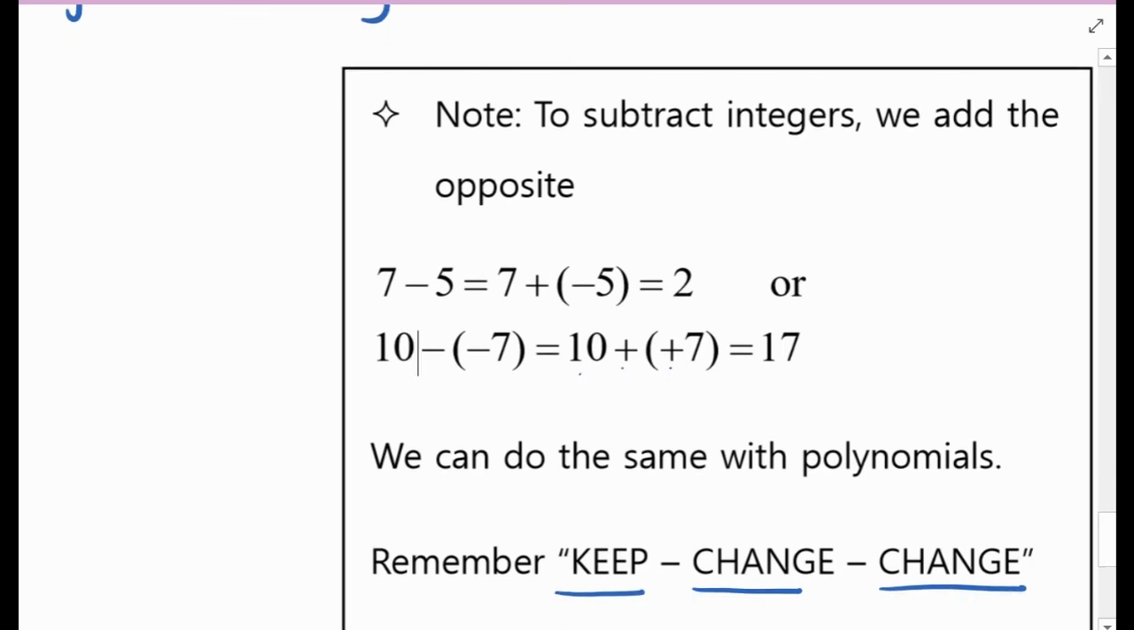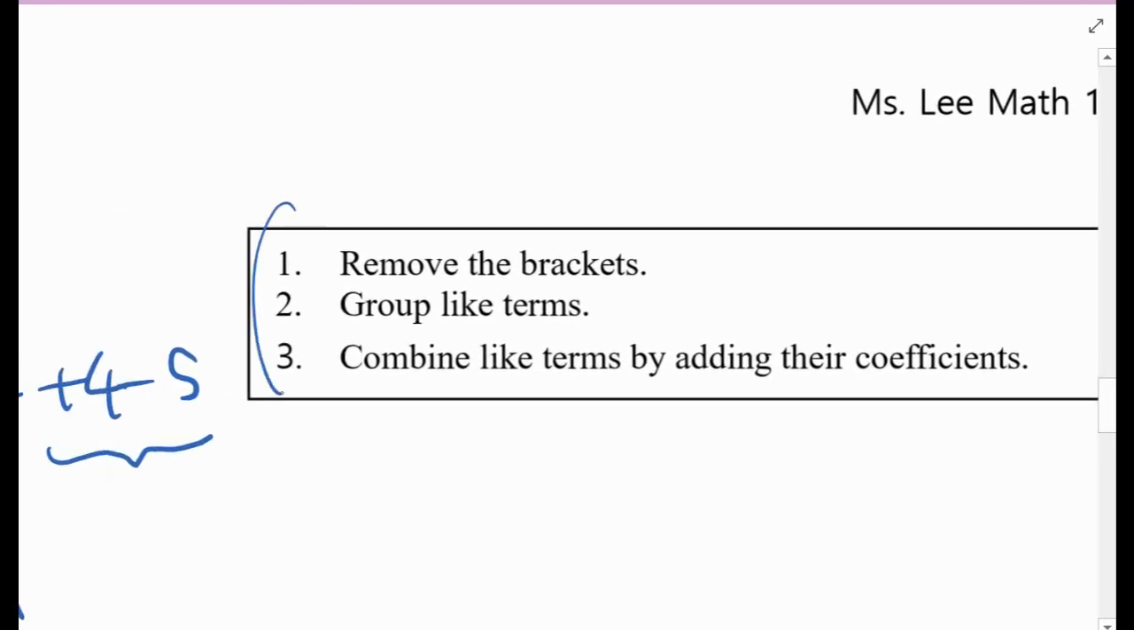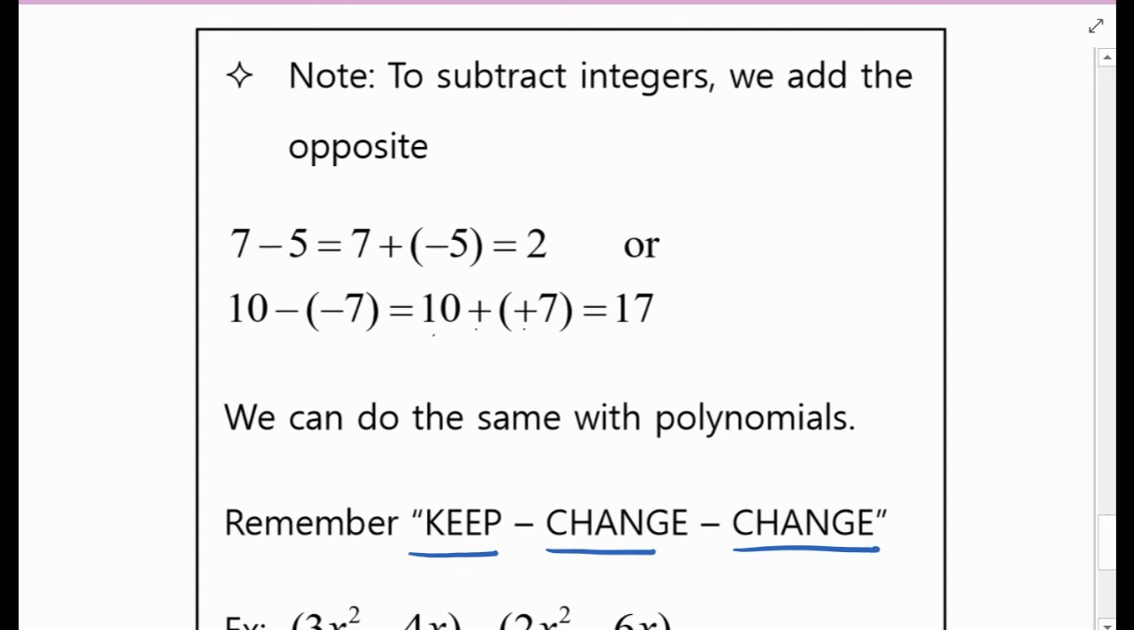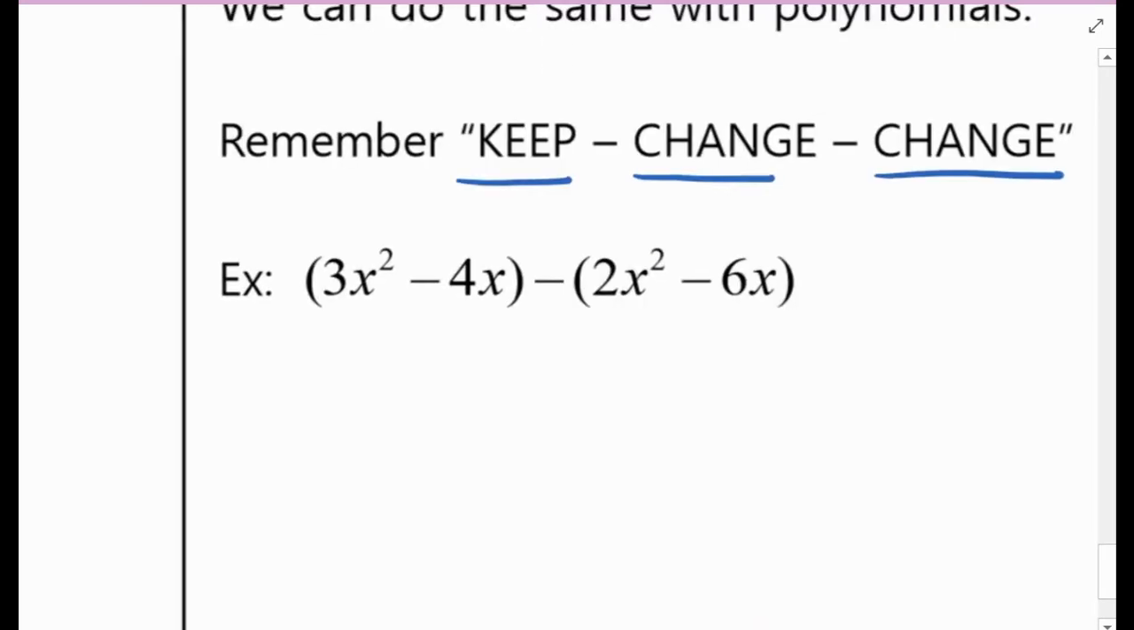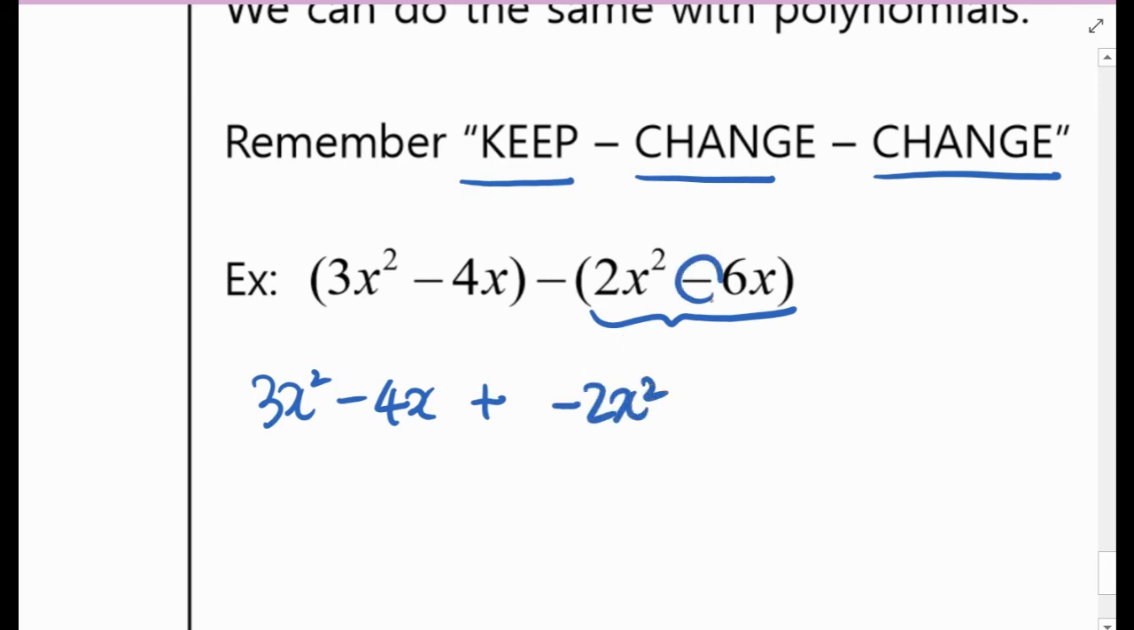You don't use the keep, change method for addition. Some students use keep, change for addition. No. For addition, you use those 3 steps: remove the bracket, group the like terms, combine the like terms. But for subtraction, you use keep, change. Here, keep the first expression, change the middle, and change the sign of the next expression. Negative 2x squared plus becomes positive 6x. So this is how you solve subtraction.